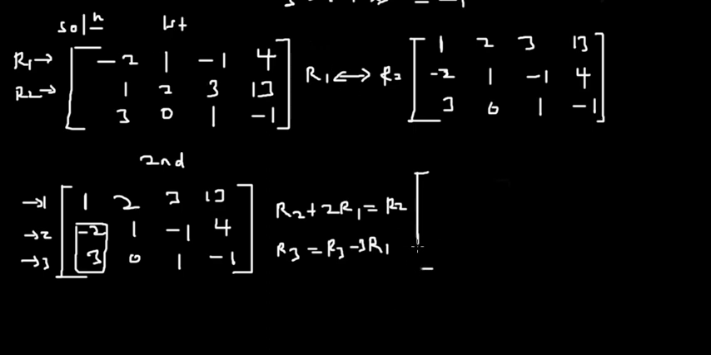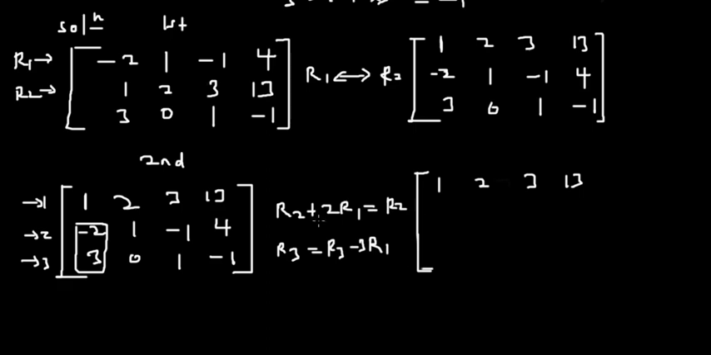So let's maintain our row 1. So we have 1, 2, 3, and then 13. But let's find our new R2. So for R2, all we are doing is just adding our R2 value to 2 times R1. Right. So you can just use a calculator to do that. So let's go through that.